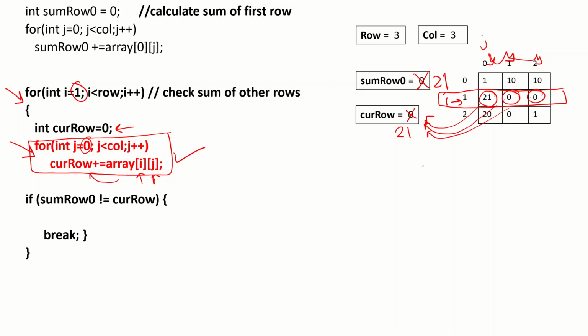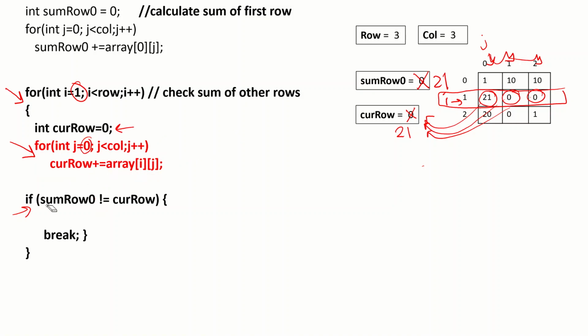Now, just before we go to the second row, we have to check: do we have the same summation as the first row or not? That's why we have this statement, and we will mention, go and check the sum at row 0, which we have as 21. If it is not the same as the current row, which is 21, there is no need to continue with other rows. We just need to break. But in our case, they are the same. So it means I have to go to the next row and check the summation again.